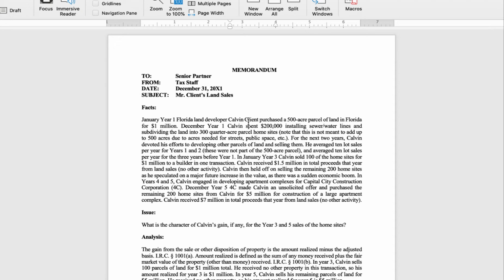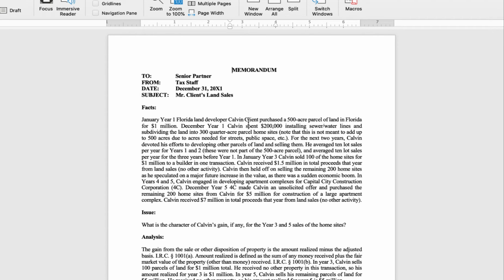Client, was investment property or considered inventory and ordinary property. So there was the factors tests of whether a developer basically is treated as having investment property when they sell land or treated as inventory, those factors tests.